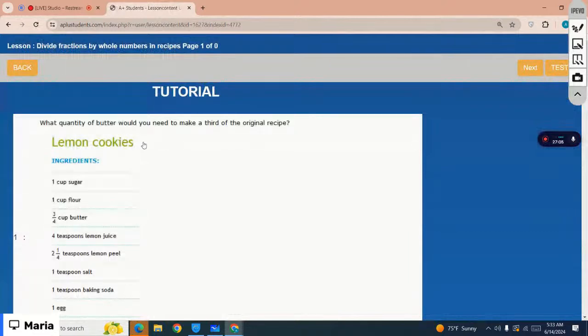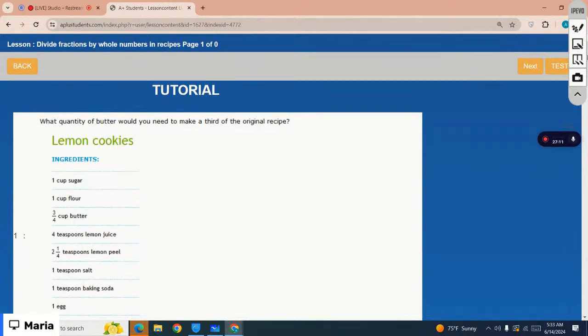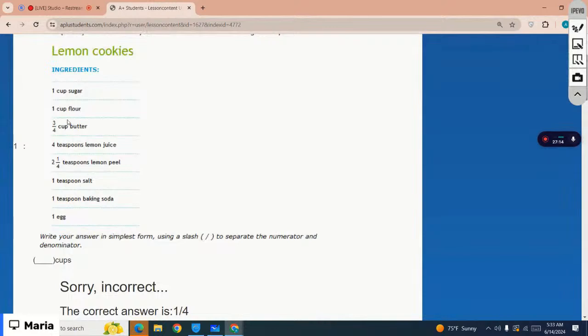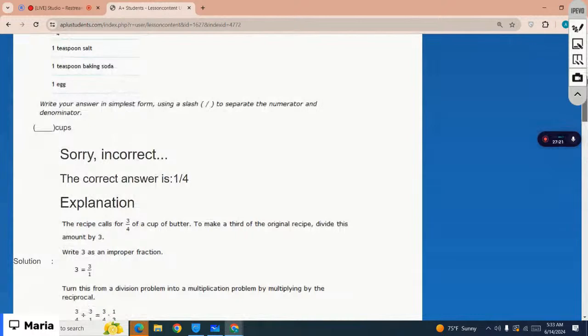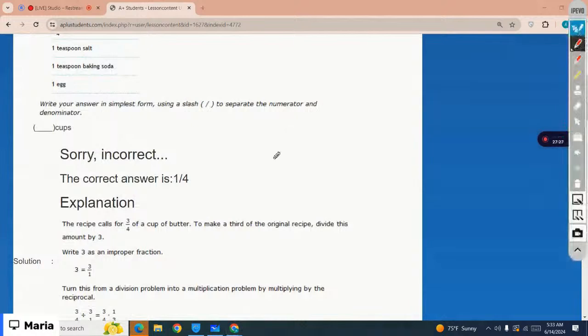What quantity of butter do you need to make a third of the original recipe? The butter given in the recipe is 3 by 4. You have to make a third of the recipe, so you have to divide it by 3.